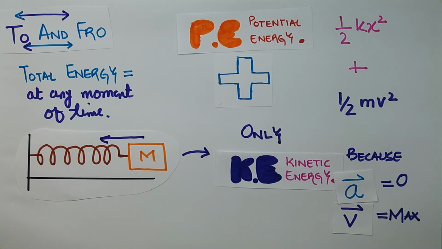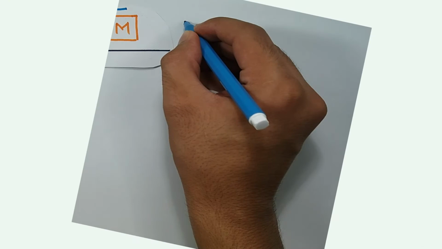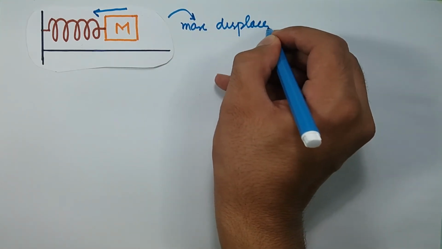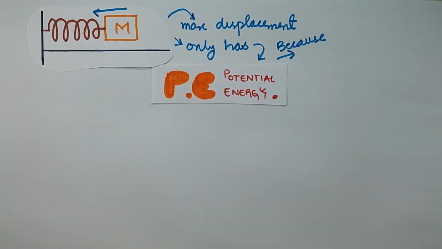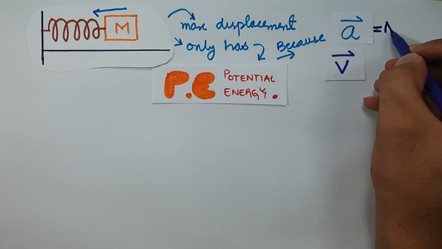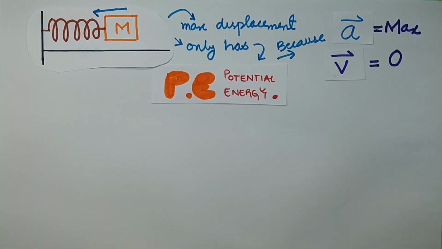Now as the body moves towards its other extreme, point B, it only has potential energy because its velocity is zero and the displacement is maximum. As potential energy is given by half of the spring constant into the square of the displacement, maximum displacement means maximum potential energy, and no velocity means no kinetic energy.